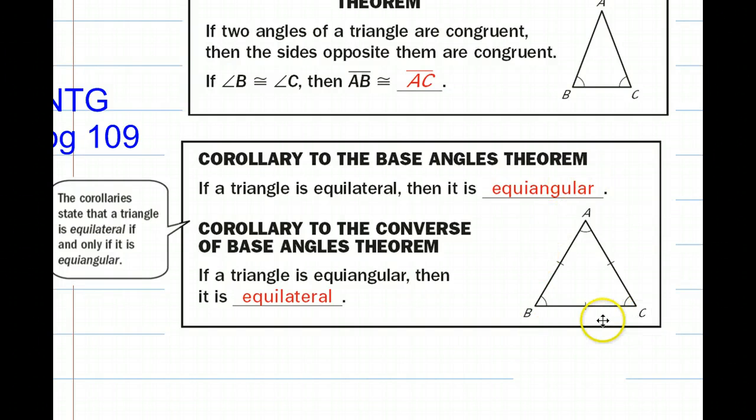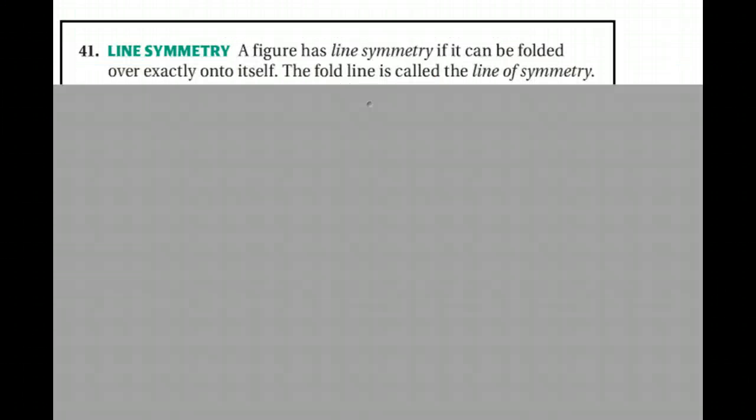And if you note, this is the indication that all the sides are congruent, the little hash mark, and this is the indication that all the angles are congruent. They both have the same type of arc. Okay, I want to talk about something that's not in your notes, but it's something that you did in middle school, which is lines of symmetry.